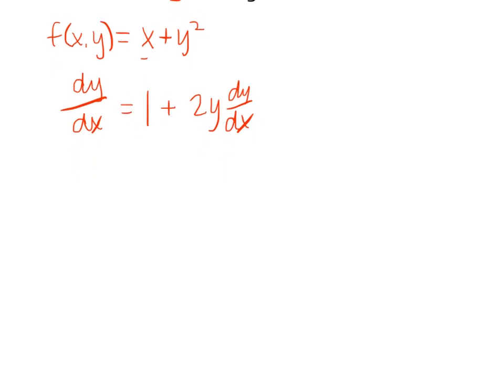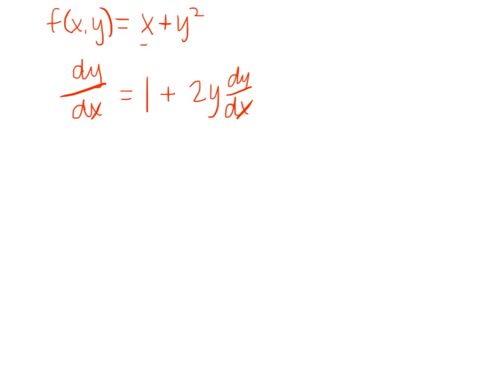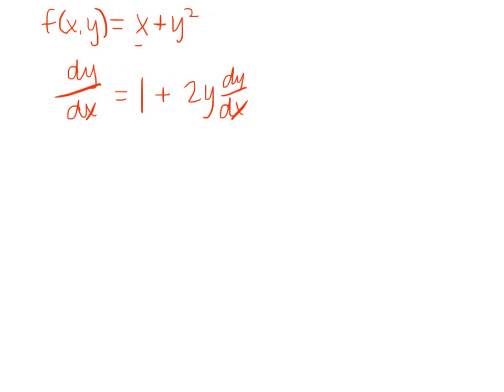So if I combine all my y terms on one side and my x terms, well, we'll get to there in a second. Let's right now move all of our dy/dx terms over to the other side. So I'm going to subtract this 2y dy/dx here. So I get a negative 2y dy/dx plus dy/dx equals 1.